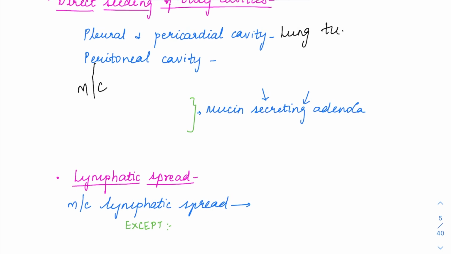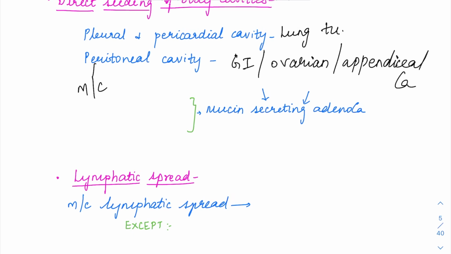Here we have GI cancers, ovarian cancers, and appendiceal cancers as well. These tumors are sometimes mucin producing adenocarcinomas. Mucin secreting adenocarcinomas tend to involve the peritoneal cavity. The mucin spreads over the peritoneal cavity, and that is what we call pseudomyxoma peritonei.